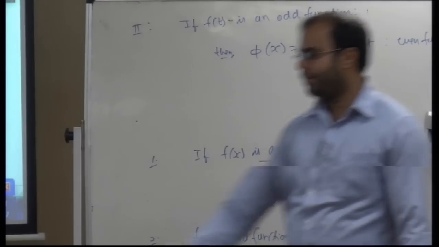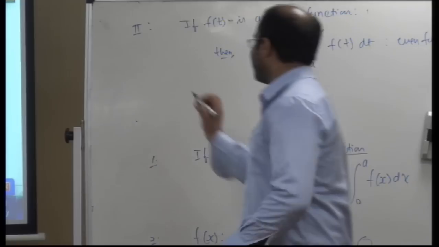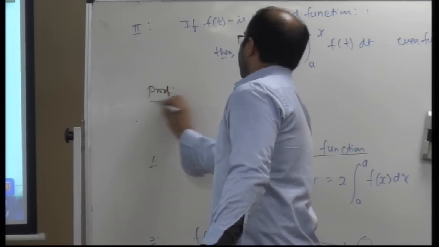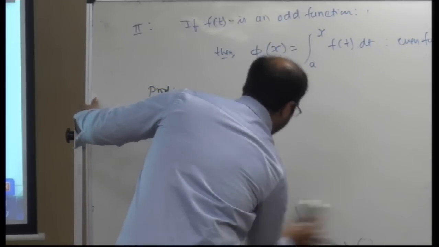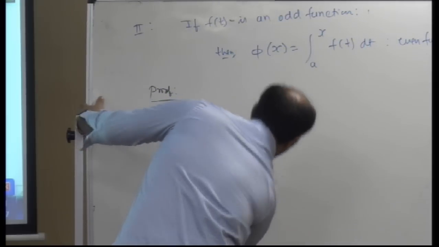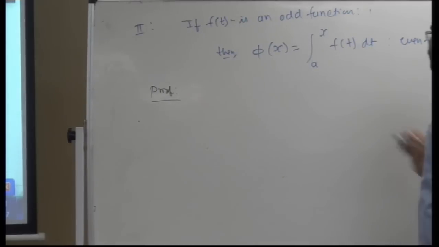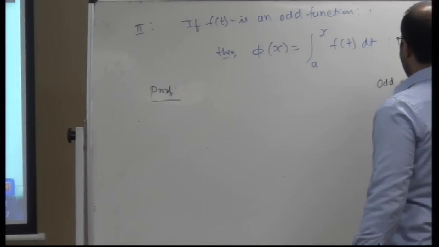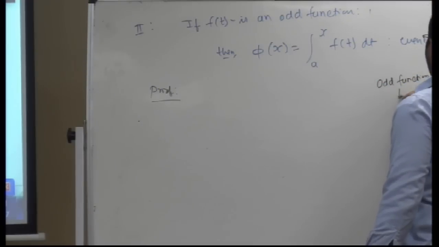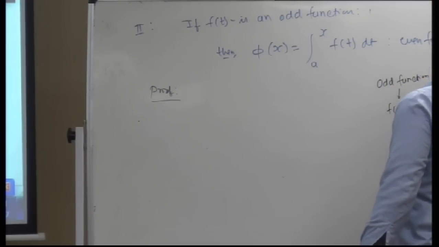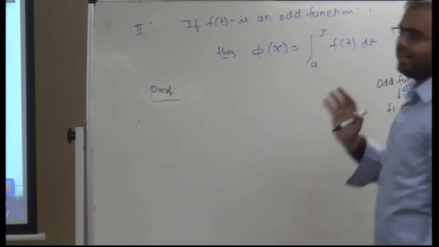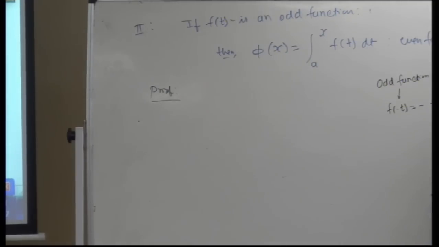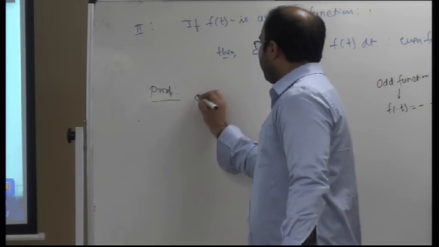So what we will do here, in order to prove this statement, when we have f(t) an odd function, what does it mean actually? That f(-t) is actually -f(t). This you keep in mind. Now let us proceed. Calling phi(x) an even function means phi(-x) is actually phi(x). Fine. So if we take phi(-x), what will happen?